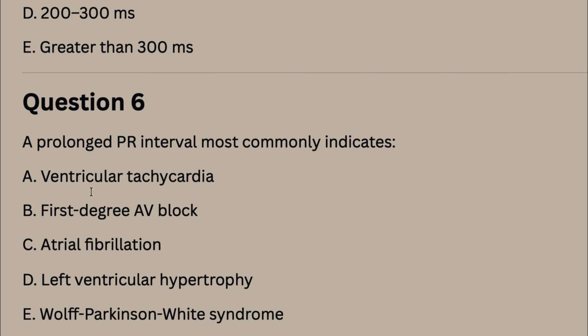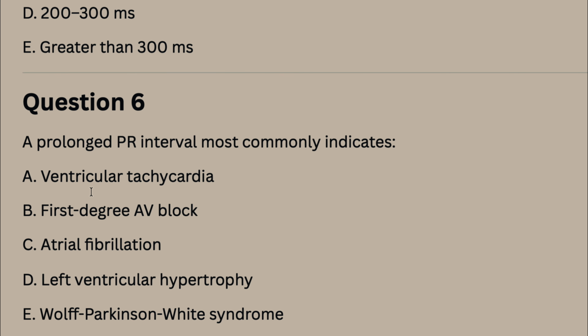Now let's look at question 6. A prolonged PR interval most commonly indicates, and those are the options. Now pause, think carefully, and once you're done with it, let's see how we can solve it. This question builds directly on the previous one. A prolonged PR interval means electrical conduction through the AV node is taking longer than normal. That's the definition of first degree AV block.